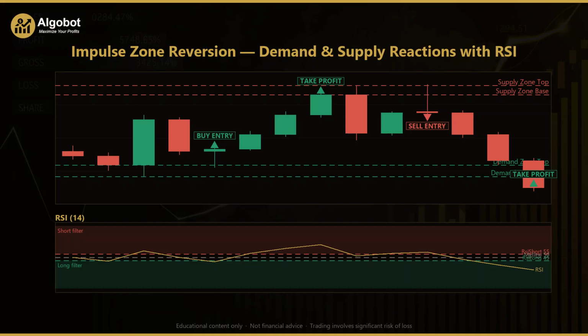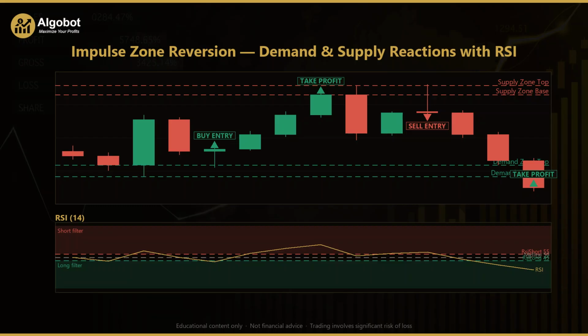marker fires. The stop would sit just above the top of the supply zone, again padded by ATR, with the target a 1.8 reward to risk multiple below the entry. From the sell marker, price rolls over. The following candles step lower. The RSI slides down through 50 and toward 30, and price reaches the second take profit marker on the final candle. There you have the full cycle.